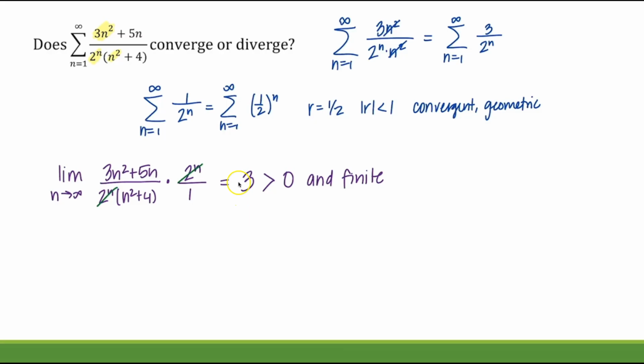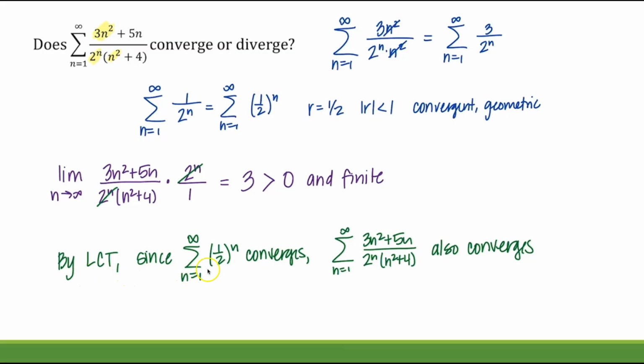And then the two series will have the same behavior. So we compared it to 1 over 2 to the n, which was a convergent series. So we can draw our final conclusion. By the limit comparison test, since the sum of n equals 1 to infinity of 1 over 2 to the n converges, right? It was geometric. Then our given series also converges. They have the same behavior.